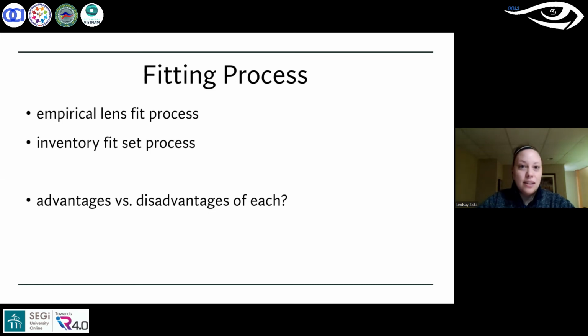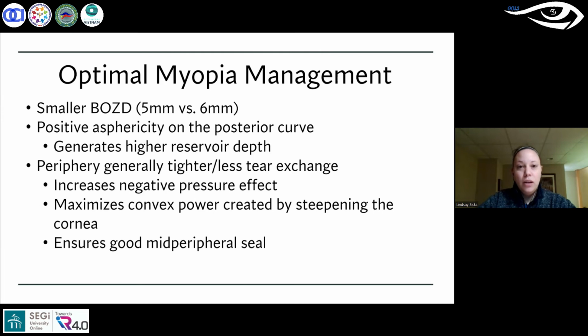And there are also designs that have both types of options. And so again, you can decide which is better for you. So in general, in terms of lens design, if we're talking about myopia management, we want to think about maybe smaller treatment zones on the 5 millimeter side versus the 6 millimeter side. There is a lot of research going on in that right now.